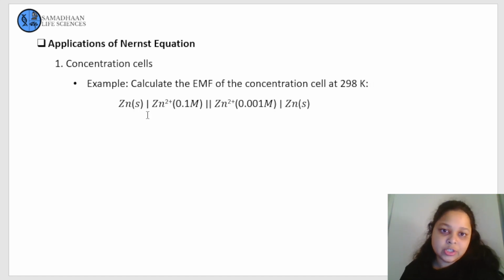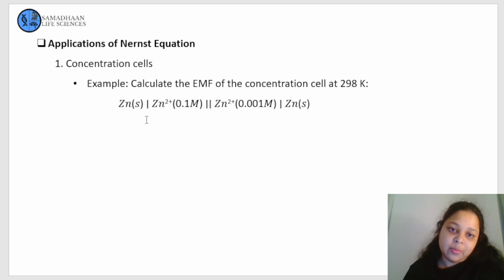So this Nernst equation has different kinds of applications. Here we will consider three of them. First of all is the concentration cell. If you are asked to calculate the EMF of a concentration cell, this one for example, at 298 Kelvin.